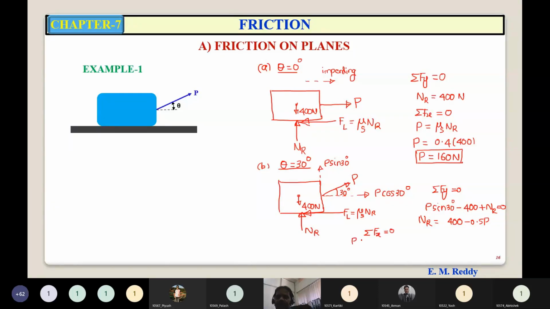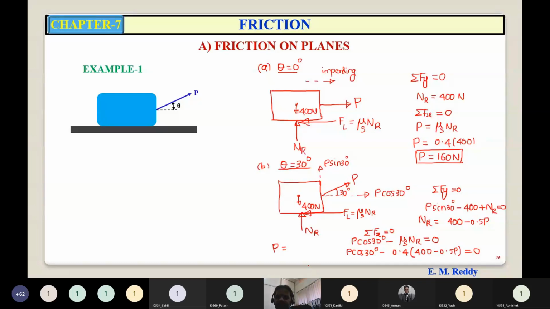We have P cos 30 minus mu s into normal reaction is equal to 0. So it is P cos 30 minus mu s, which is 0.4, into normal reaction, that is 400 minus 0.5 P, is equal to 0. So solving this equation, you get the force P.